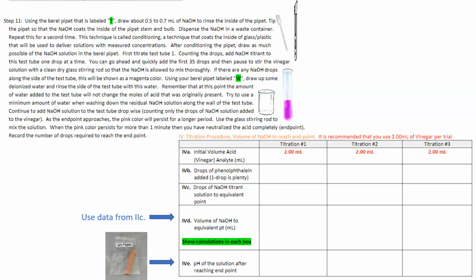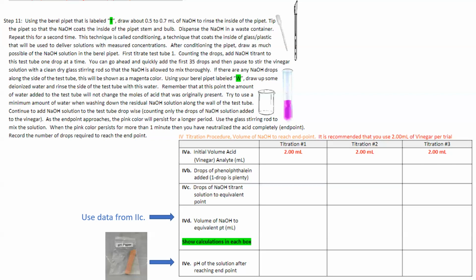So we want to count and record the number of drops of sodium hydroxide it takes to get to a pink color that will not go away. The lighter the pink, the better for reaching the endpoint. And then we want to use our data from table 2, line C, to go from the number of drops of sodium hydroxide to the volume of sodium hydroxide in milliliters.